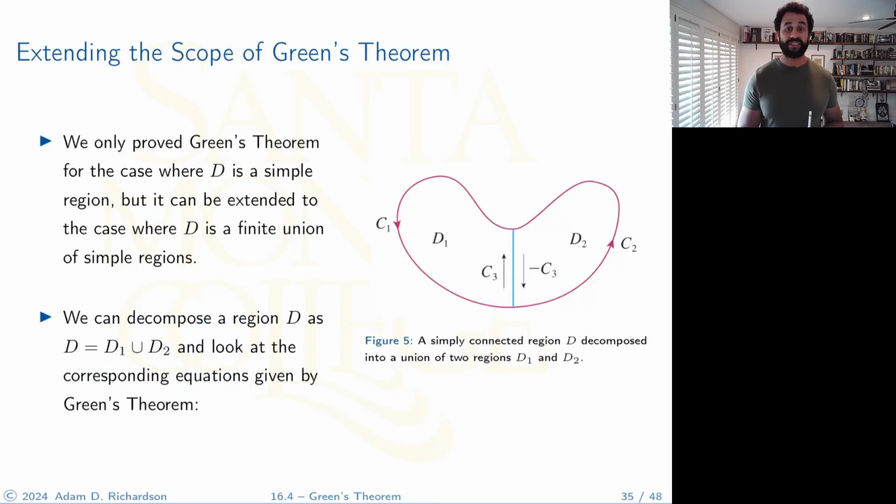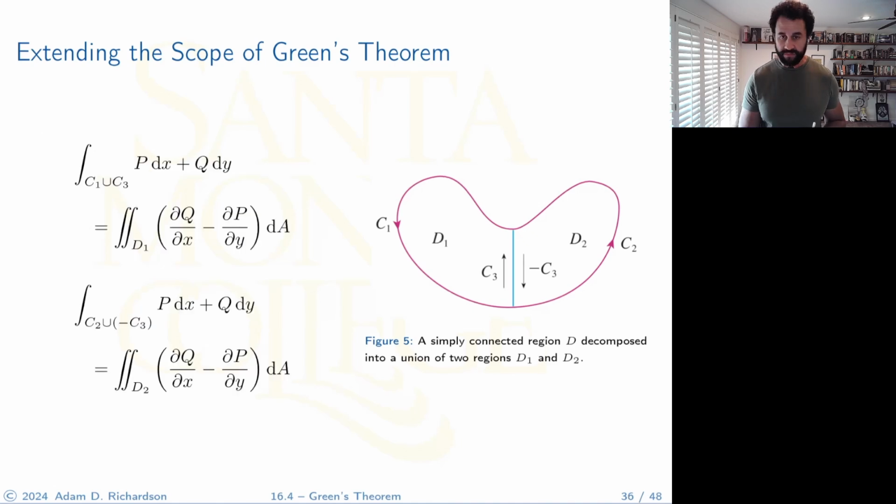Now let's extend the scope of Green's theorem. We can extend this to regions that are not just simply connected. We only proved Green's theorem for the case where D was a simple region, but you can extend it to a case where D is a finite union of simple regions. For example, this picture kind of shows it. Here is a region that you can decompose into two simple regions, a D1 and a D2, and then look at the corresponding equations given by Green's theorem. Here we go.